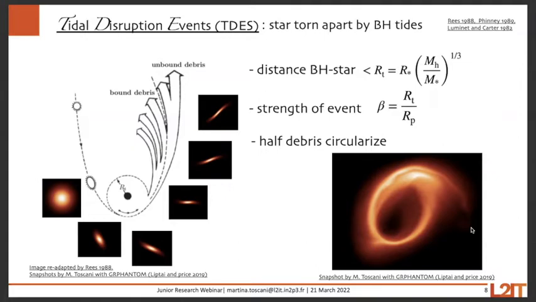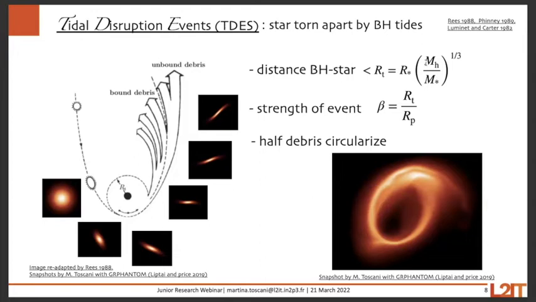If the stellar pericenter is smaller than a typical distance, which is called the tidal radius, we have the disruption. Thus, another way to define the tidal radius is as the maximum distance that the star can have from the black hole and still be tidally disrupted. As you can see, this quantity, which is defined in this formula, depends on the stellar radius, the stellar mass, and the mass of the black hole.